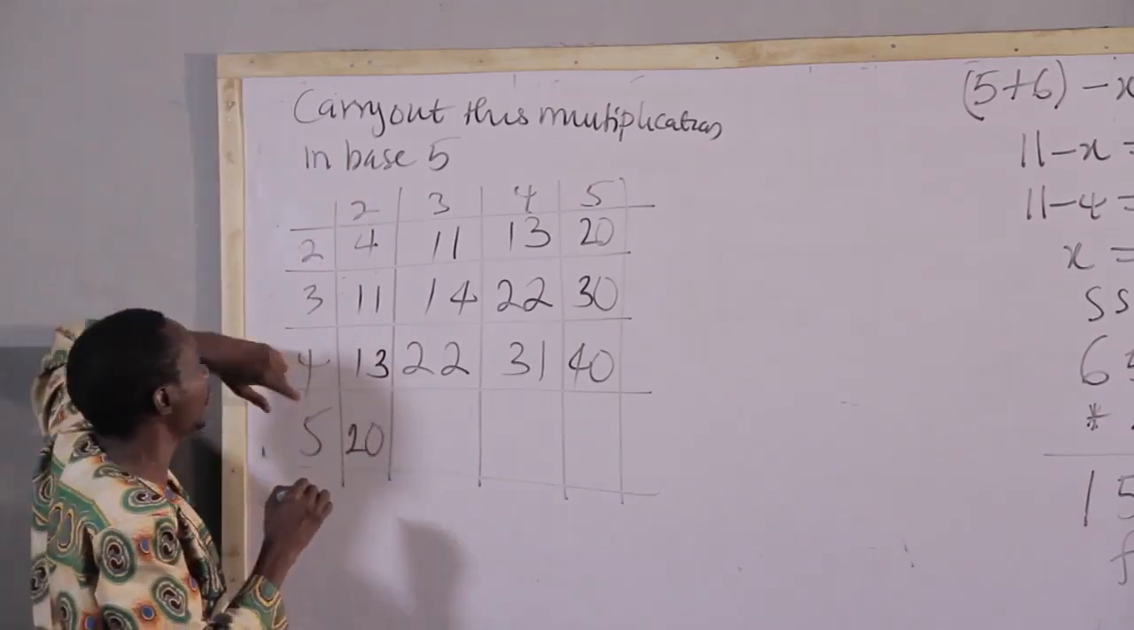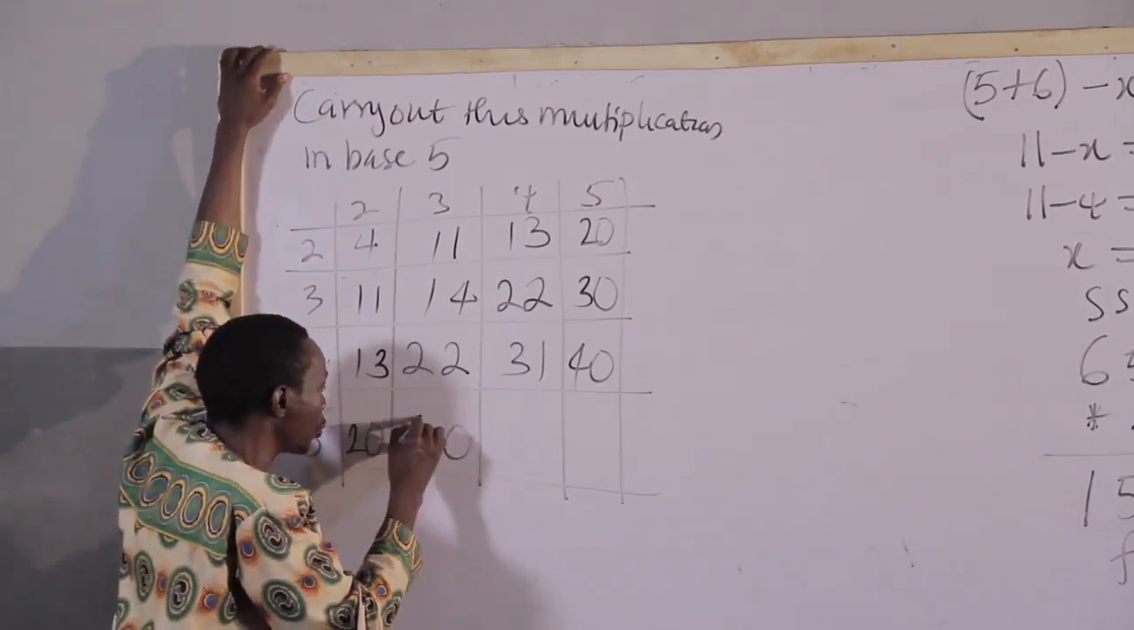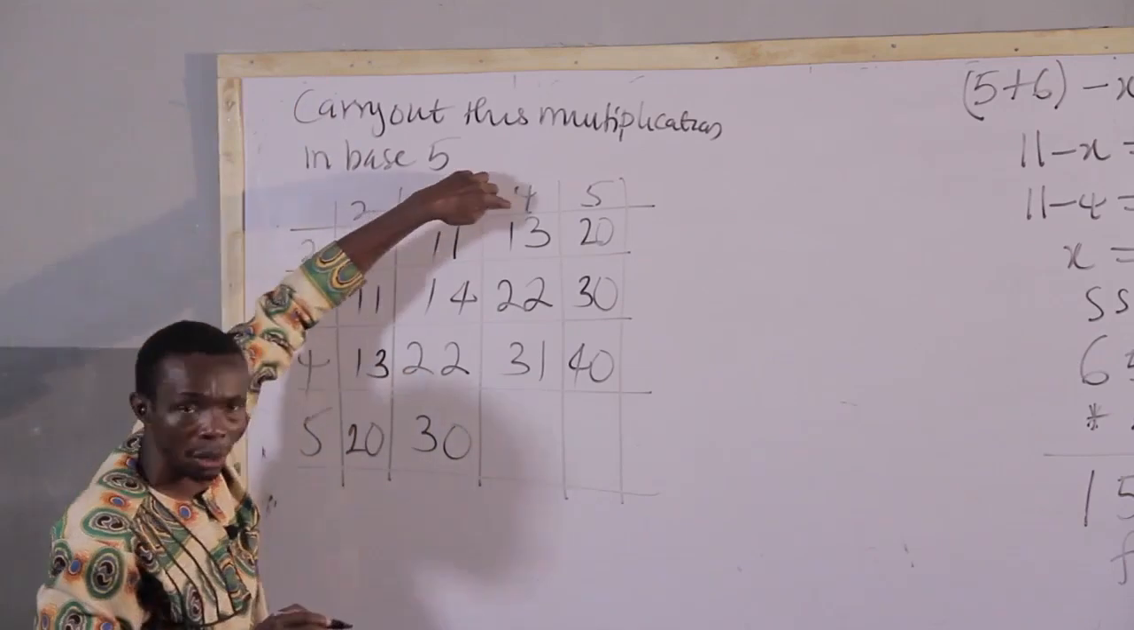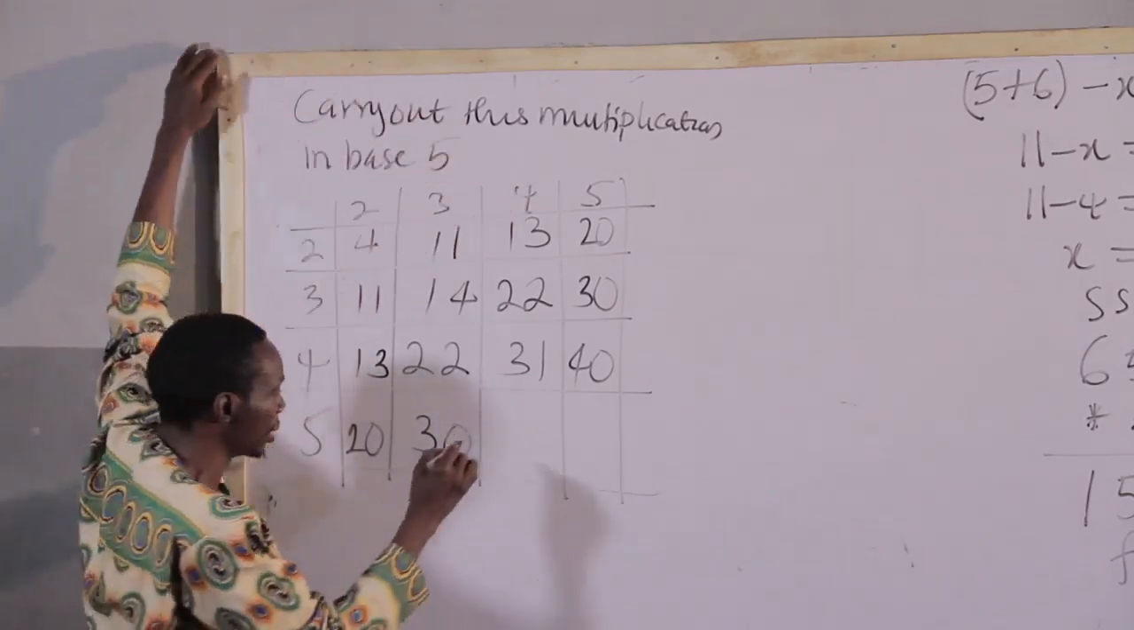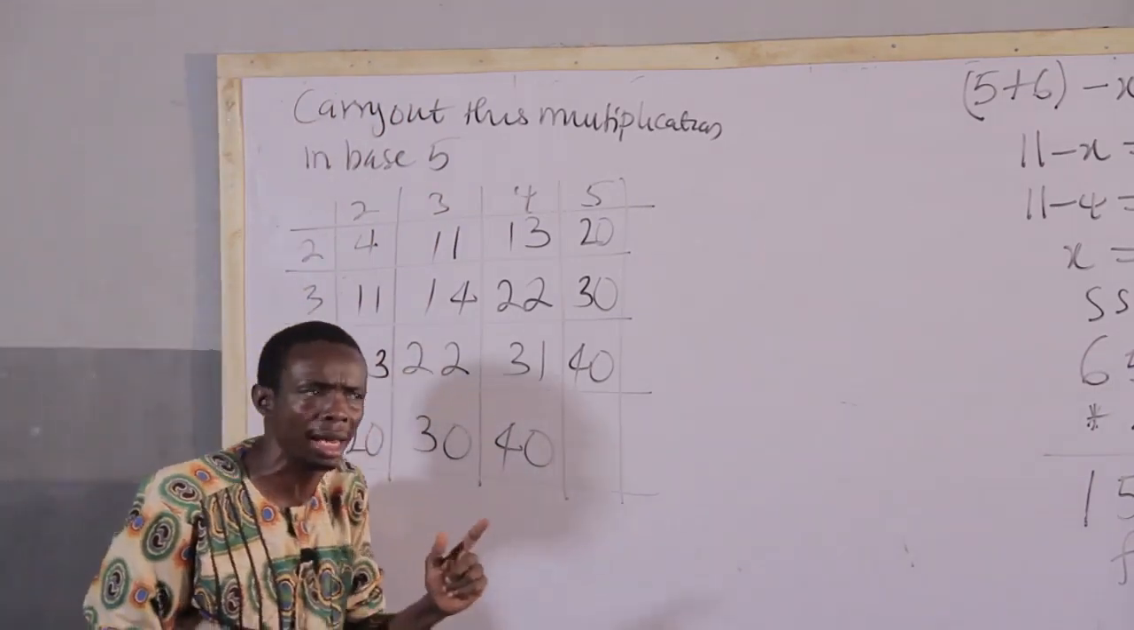Number of times I can go. 5 times 3 is 15. 5 in 15, 3 remainder 0. I put my 3 here. 5 times 4 is 20. 5 in 20, 4 remainder 0. I put my 4 here. This last one you must follow well.